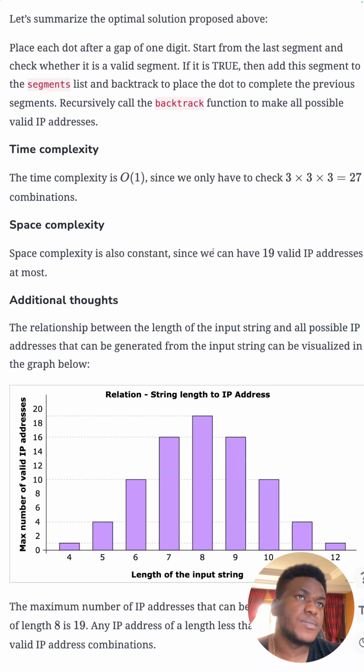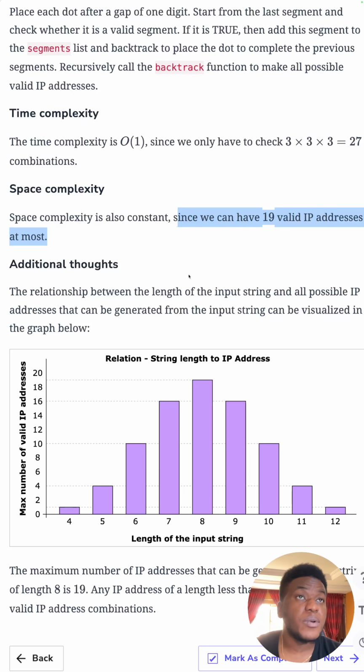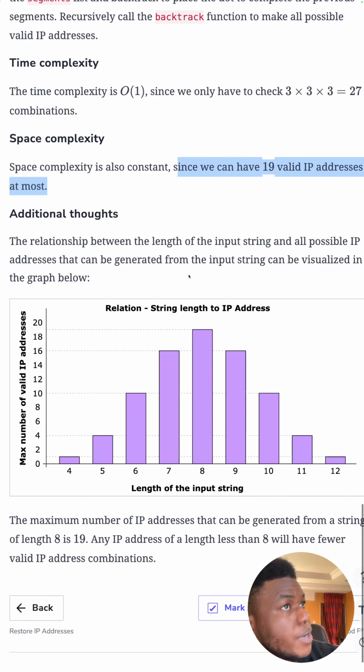And so the space complexity is constant, since we can have 19 valid IP addresses at most. So we have at most 19 valid IP addresses for any given combination.